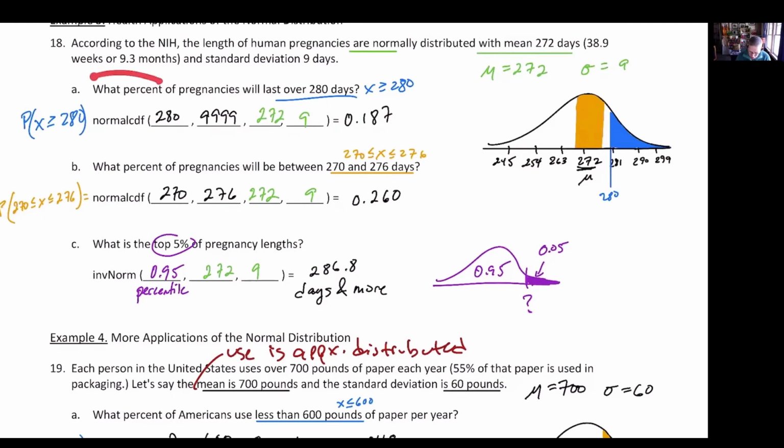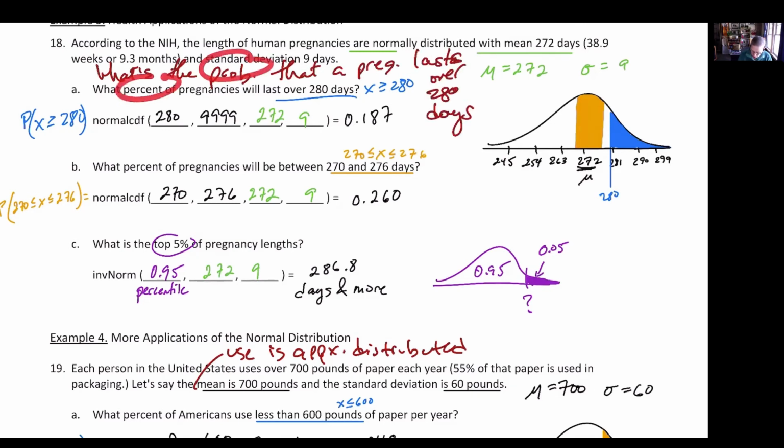Okay, but the same is true for PDF versus CDF. The PDF tells you the probability of exactly one event happening, but we're doing CDF. We're always doing a range of events, cumulative events. So you notice that here you're asked for what percentage of pregnancies will last over 280 days, or you could say what's the probability that a pregnancy lasts over 280 days. In both of these, you're either asked for a probability or a percentage, and that's how you know that you're going to use normal CDF to find a probability.